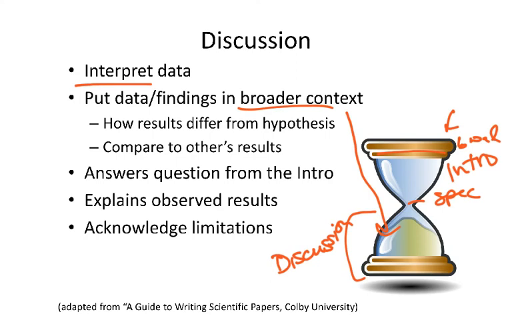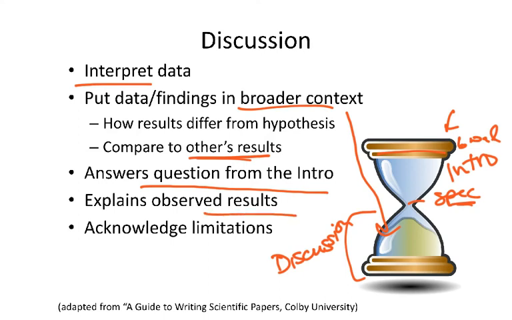So some of the things you talk about in the broader context: how your results may differ from your hypothesis, whether your hypothesis was supported or not. Another really big aspect of the broader context is how your results compare to other people's results who have done similar types of studies. In the discussion, often you answer any question from the intro, so that last part of the introduction where you're saying your specific aims for the study, you'd want to come back to that in the discussion. You would want to explain any results that you observed.